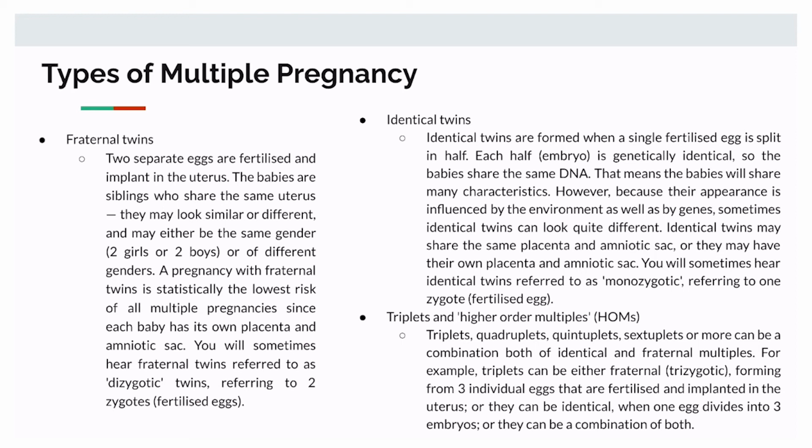Lastly are the triplets and higher order multiples. Triplets, quadruplets, quintuplets, sextuplets, or more can be a combination of both identical and fraternal multiples. For example, triplets can be either fraternal, trizygotic, forming from three individual eggs that are fertilized and implanted in the uterus, or they can be identical when one egg divides into three embryos, or they can be a combination of both.